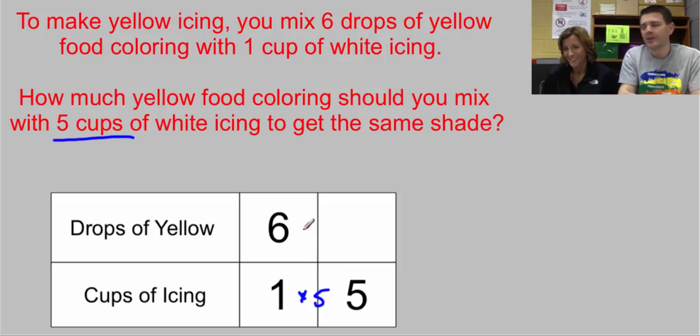Whatever you do down here, well, they could have added 4. I'm just making sure they're focused on multiplying. So we need to do the same thing up here. 6 times 5 is 30. So I would need 30 drops of yellow food coloring if I wanted 5 cups of icing to keep it in the same ratio. We do want to see this written in terms of what did you multiply or divide by as you're converting between your ratios.